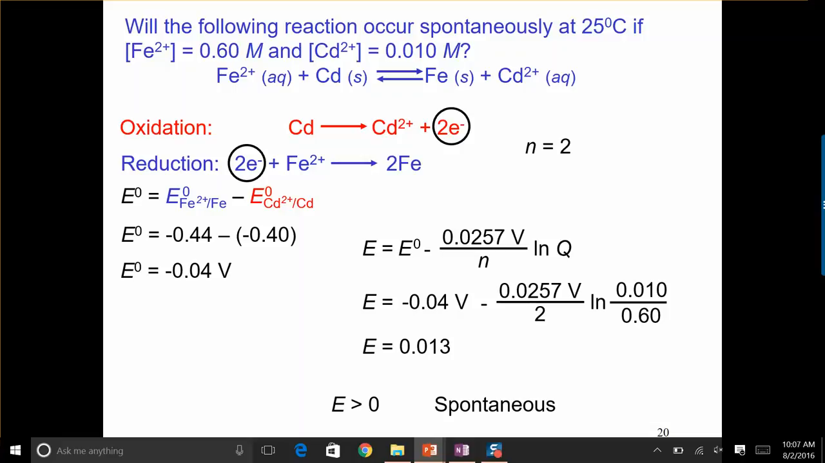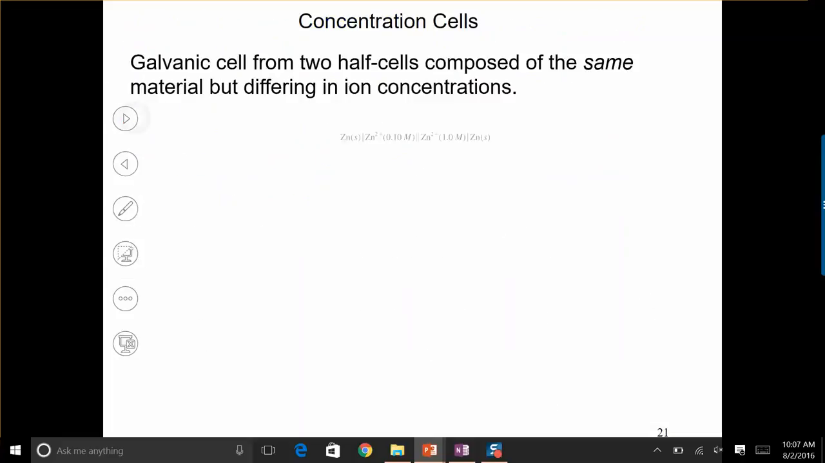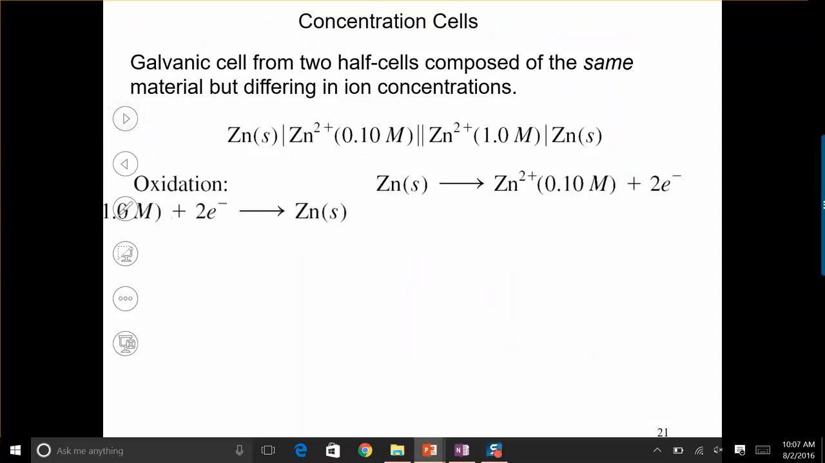You could potentially determine the ratio you would need to make this spontaneous. You could set E to zero and figure out the ratio that sits between spontaneous and non-spontaneous. What are the concentrations above and below that I'd have to acquire? What is the ratio I have to acquire to make this reaction spontaneous? Okay, oxidation reduction.